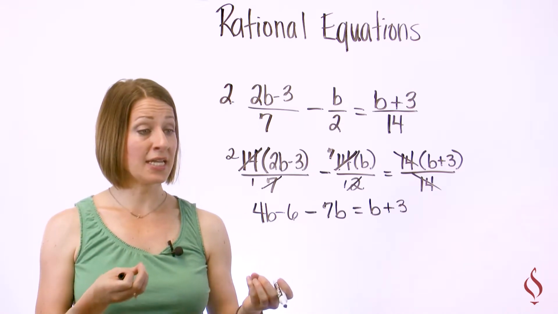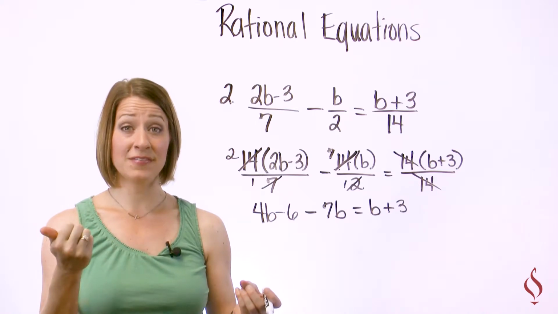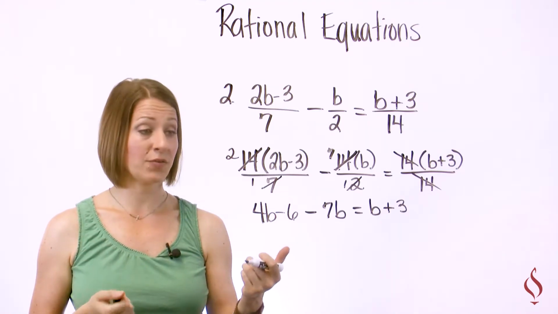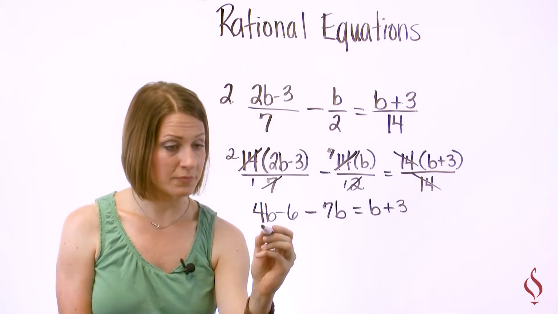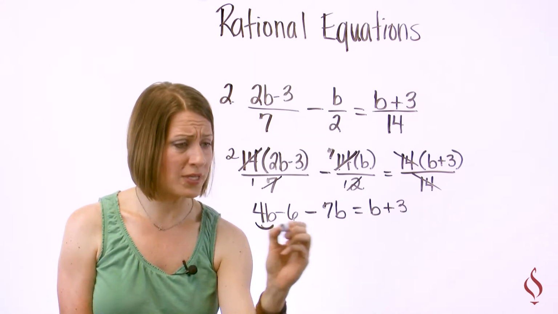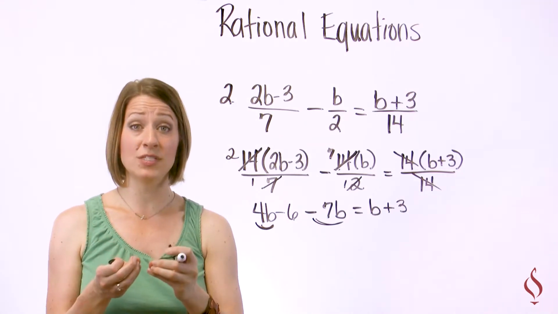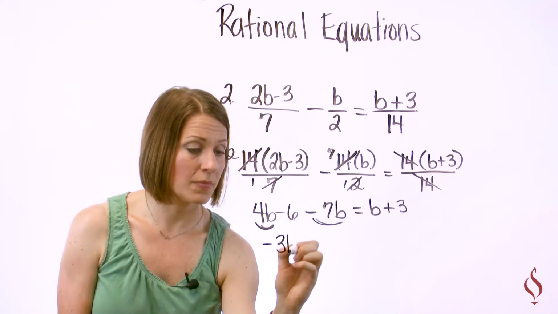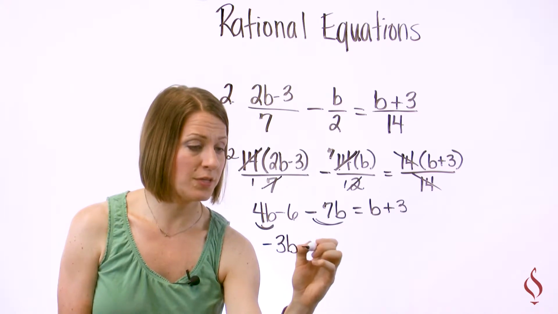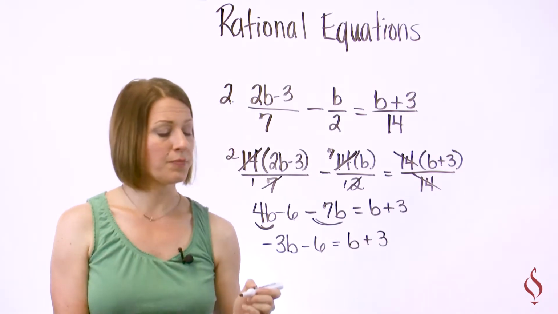You need to decide, we're going to get all the b's together. I like to get them on the left side and get the constants on the right side. So that is how I'll finish the problem out. Because this 4b and the negative 7b, because they're on the same side of the equal sign, you can collect those together. Be negative 3b minus 6 equals b plus 3.